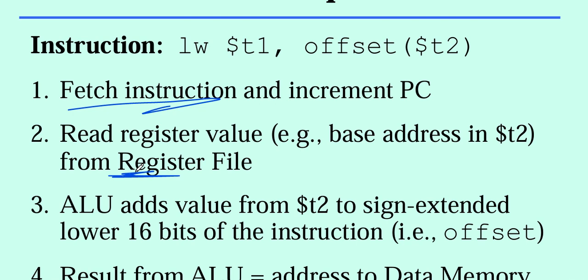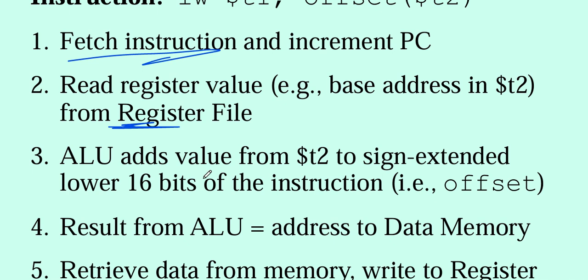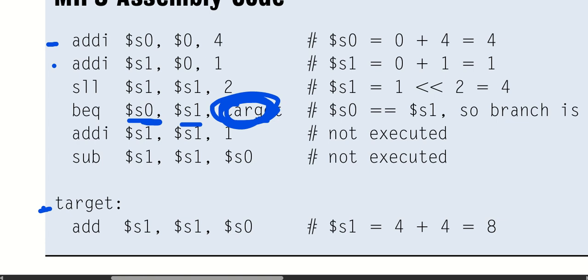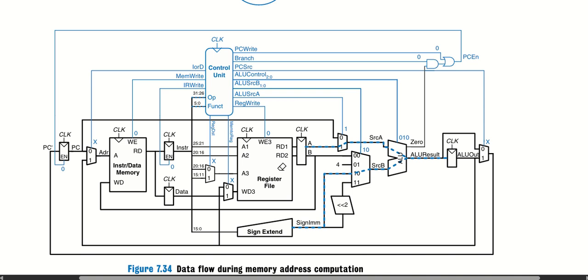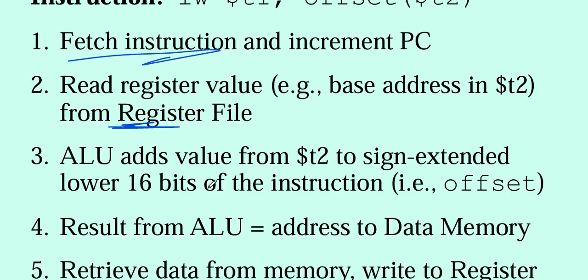So for example, here you read the register file value, and this time it will be the base address. And the next part is that the ALU adds the value from $T2 to the sign extended 16 lower bits. So this is what they're actually meaning: while we are in the decoding stage, the 16-bit immediate field will be sign extended, but this one didn't state it explicitly.